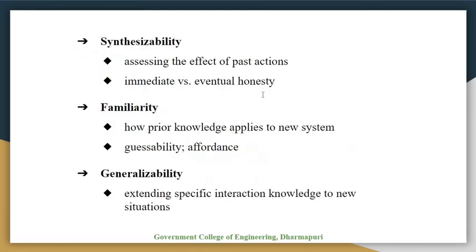Next one is synthesizability, the ability of the user to assess the effect of past operations on the current state. For example, when the user makes a payment, he expects to receive a receipt. Otherwise, he will think that the transaction failed or that he is being scammed. Next one is familiarity. The principle of familiarity is to make use of the new user's past experience with other applications. For example, a danger alert on any system is red. This immediately warns the user that there is a possible threat, since red is used in everyday life as such.